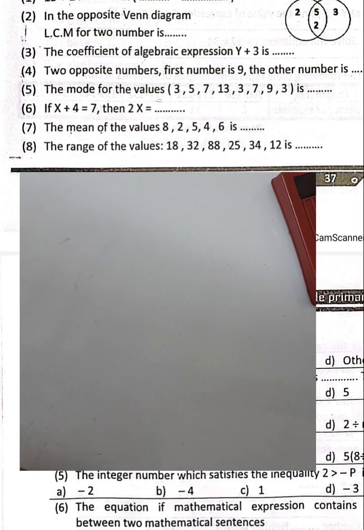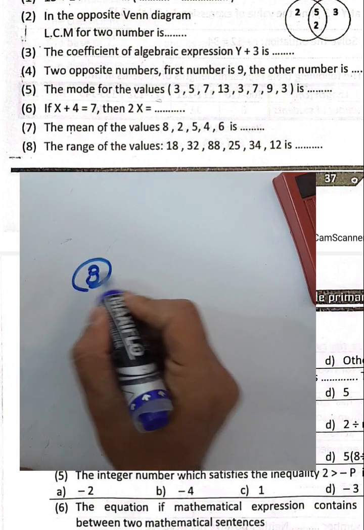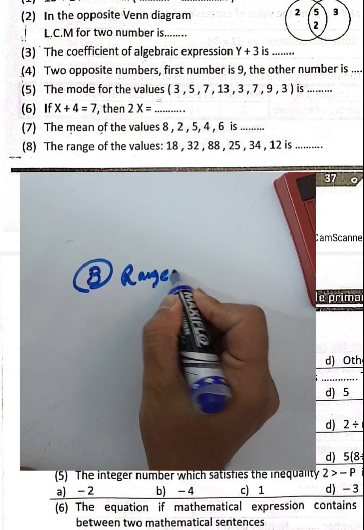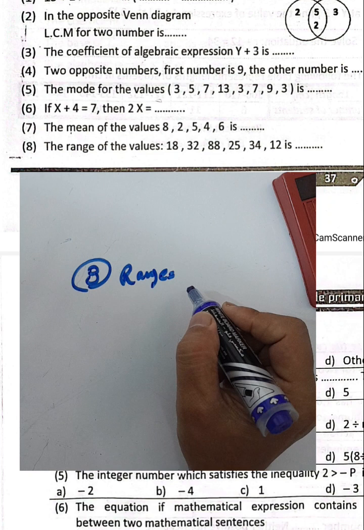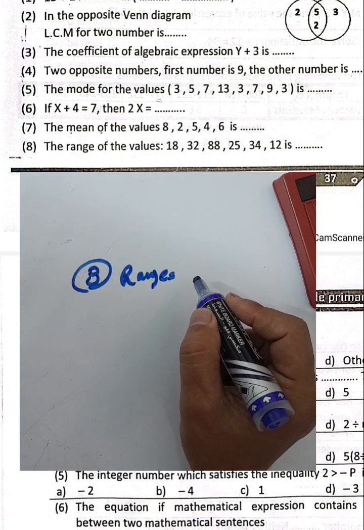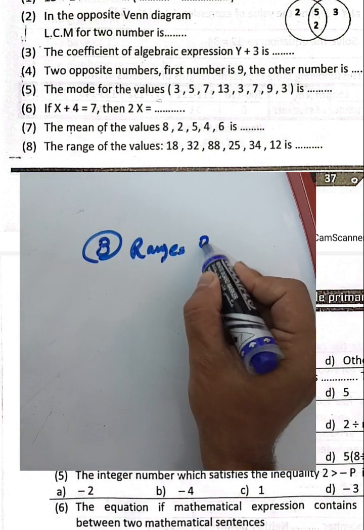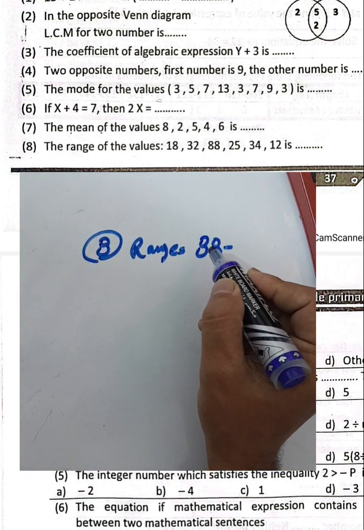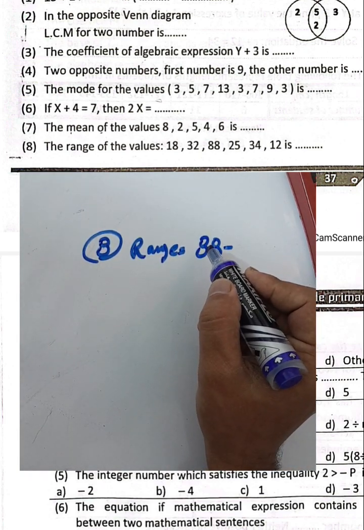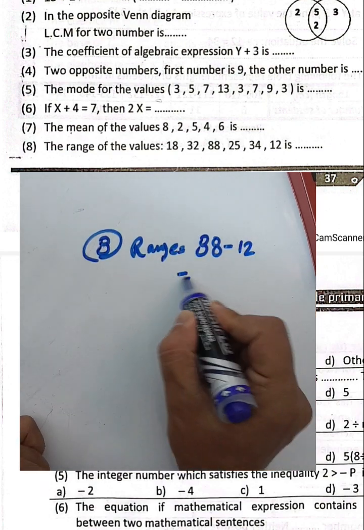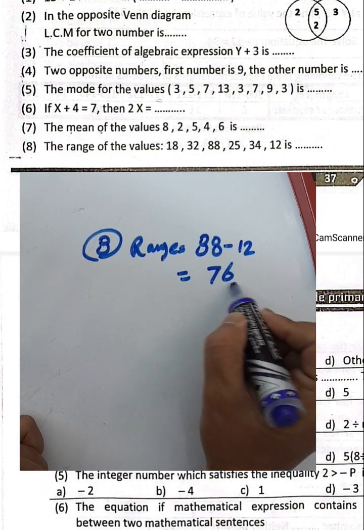Question 8. The range will be the difference between the maximum and minimum. The maximum value here is 88, and the minimum here will be 12. 8 minus 2 is 6, 8 minus 1 will be 7, the result will be 76.